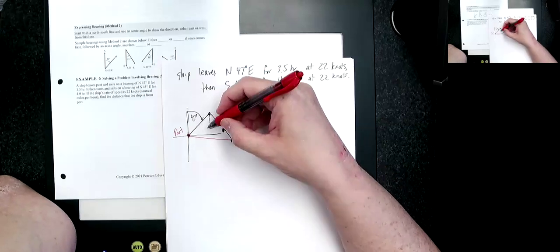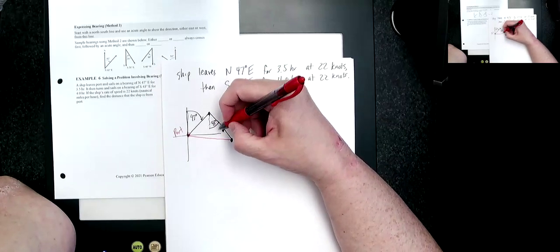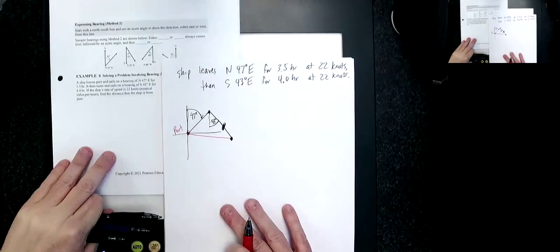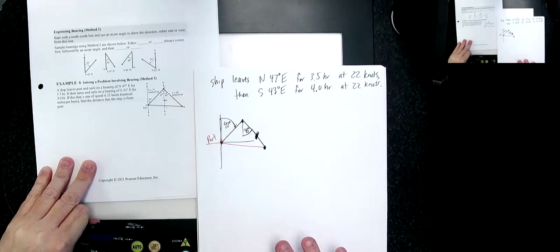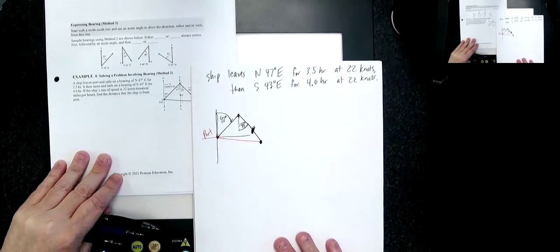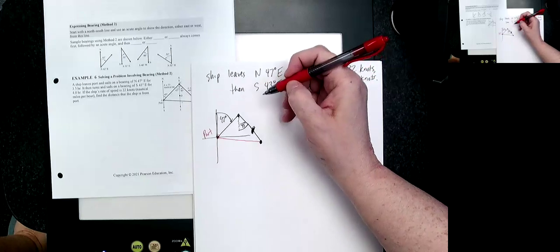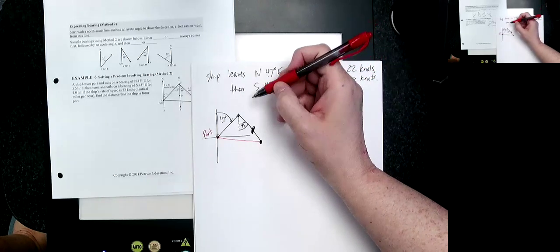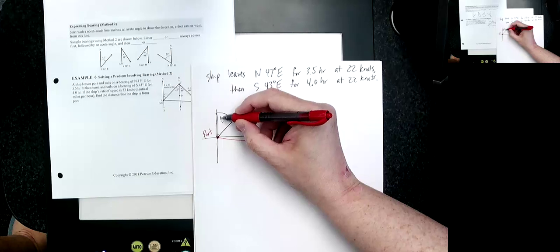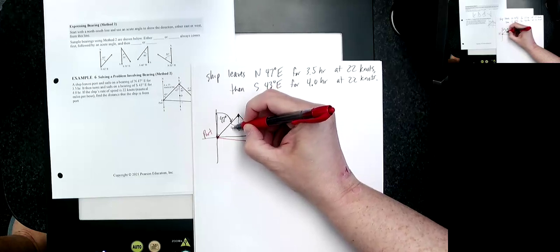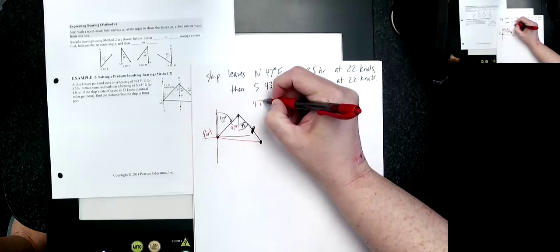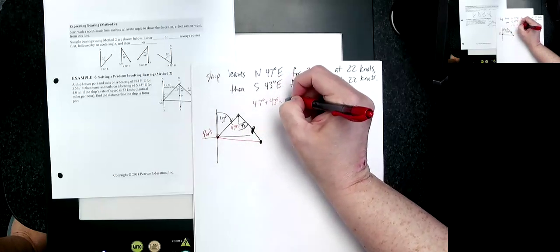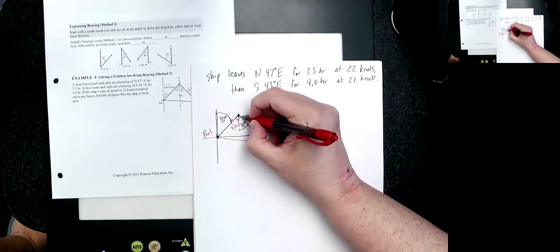So we know, oh wow, it is even on the side like that. Okay. So that's 47 degrees. By the alternate interior angle thing, 47 degrees there. 47 and 43 makes 90. So we know that's a right angle.